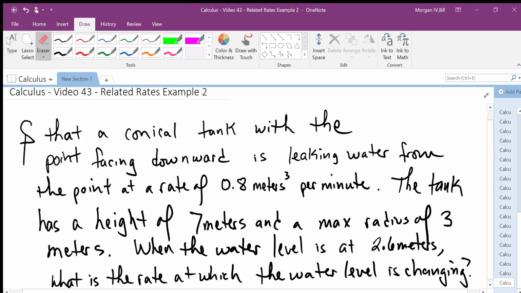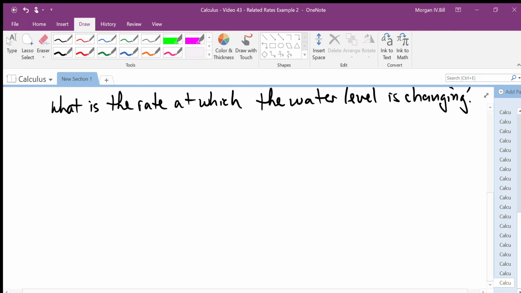Conical means cone-shaped. So you have a cone-shaped tank. Right, a tank that holds something, a cone-shaped tank with the point facing downward. It's leaking water from the point at a rate of 0.8 meters cubed per minute. Okay, let's see if we can draw a picture here.